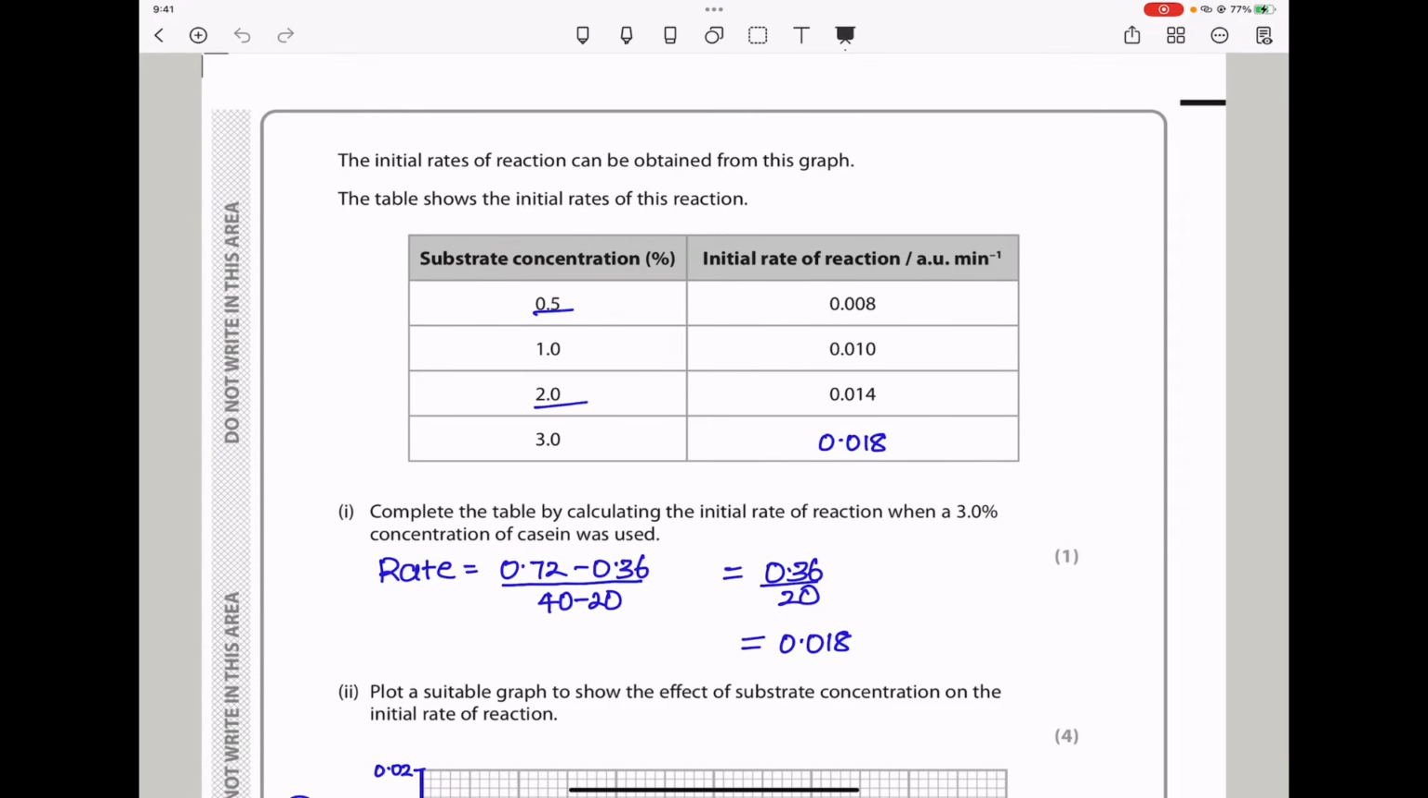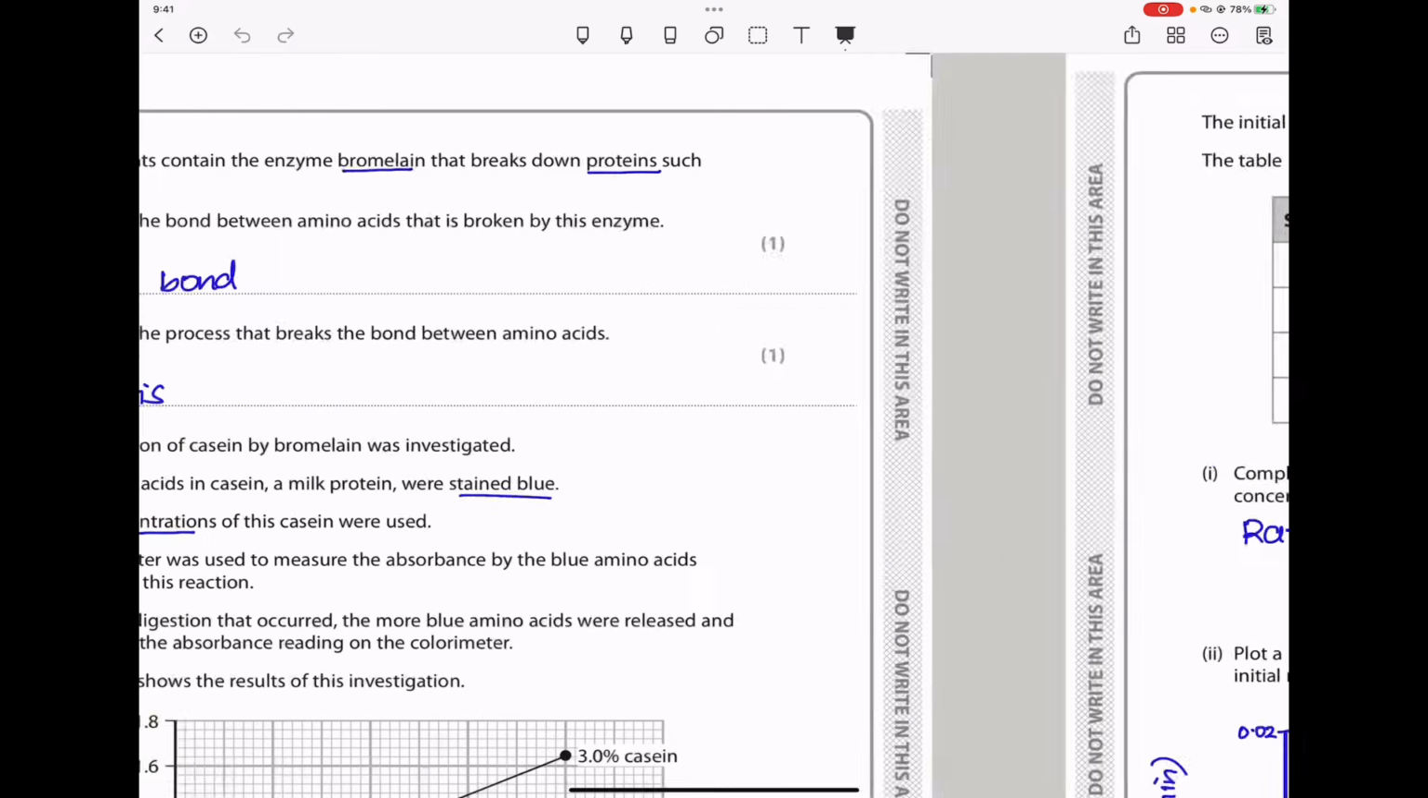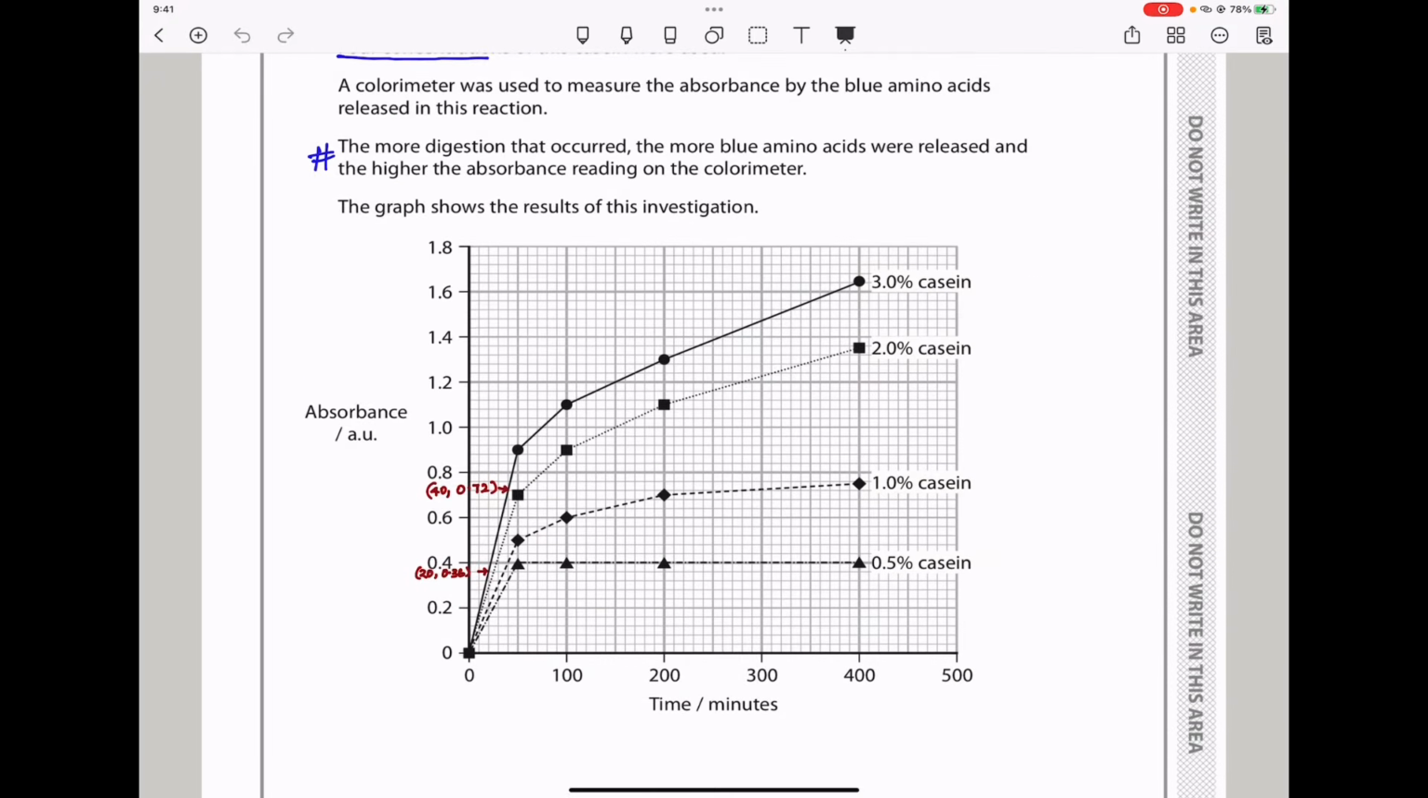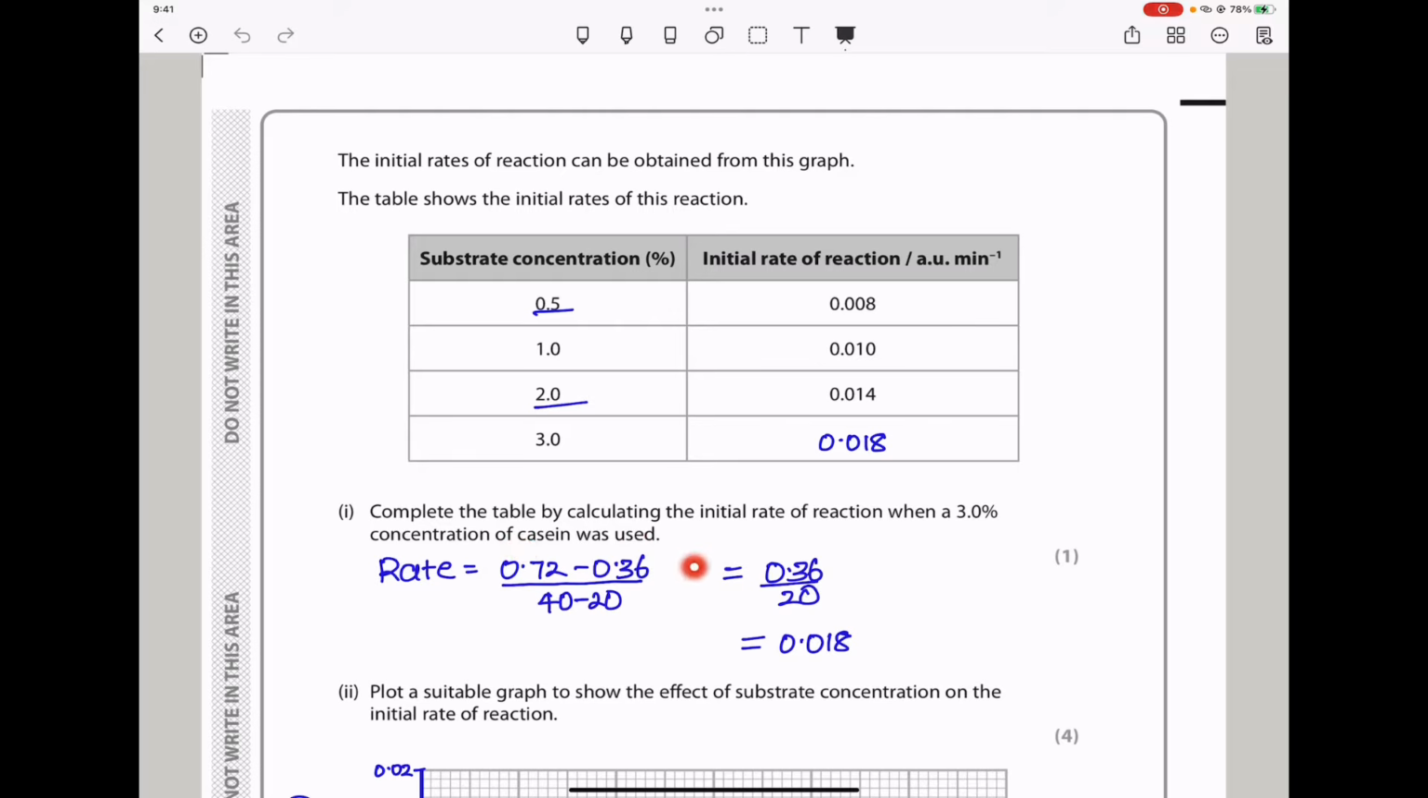So here they say the initial rates of reaction can be obtained from this graph. The table shows the initial rates of this reaction. So we have that corresponding to that, and they wanted us to find the value at 3.0. So to find the rate for 3.0 substrate concentration, I had to find the gradient of that line. So I chose that point as well as that point, which are 40, 0.72, and 20, 0.36. So I used them to calculate here, 0.72 minus 0.36, divide by 40 minus 20, and I get 0.018, which is what I wrote here.